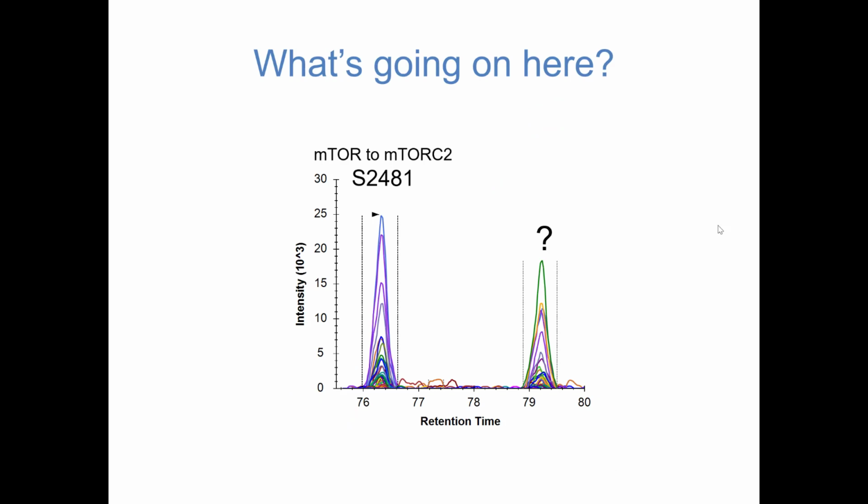So what's going on here, actually? This is a phosphopeptide. This particular phosphopeptide is phosphorylated at serine 2481. It's the signature for a phosphorylation on mTOR, typically for mTOR being in the mTORC2 complex formation. So what's that? It's got exactly the same precursor mass. It has many of the same fragment ions. Different position of phosphorylation. Yeah.